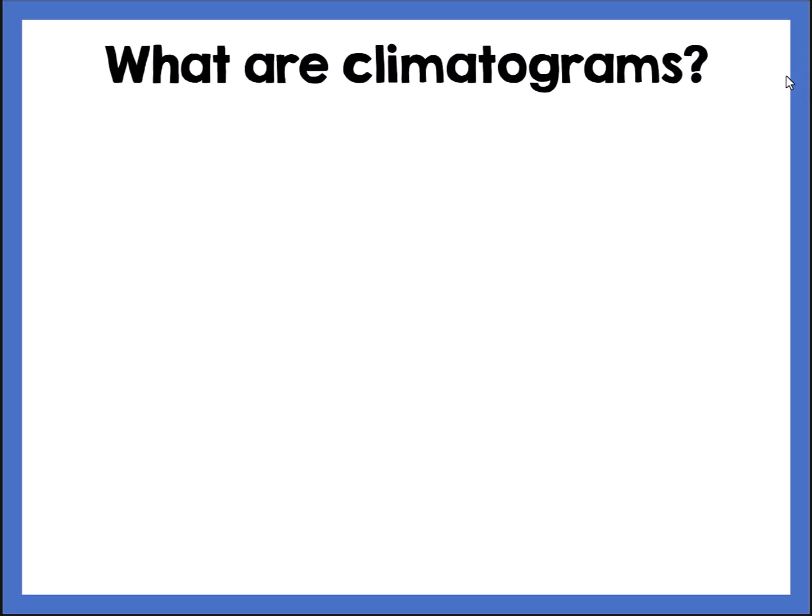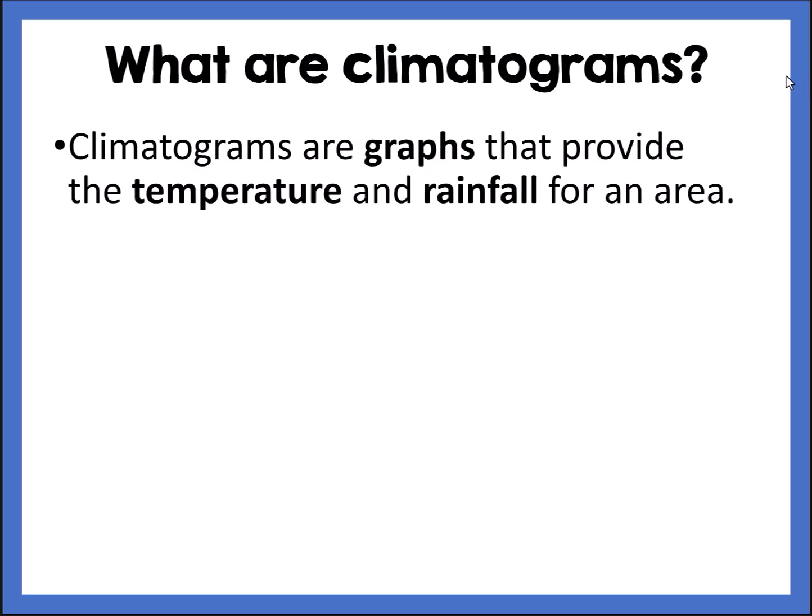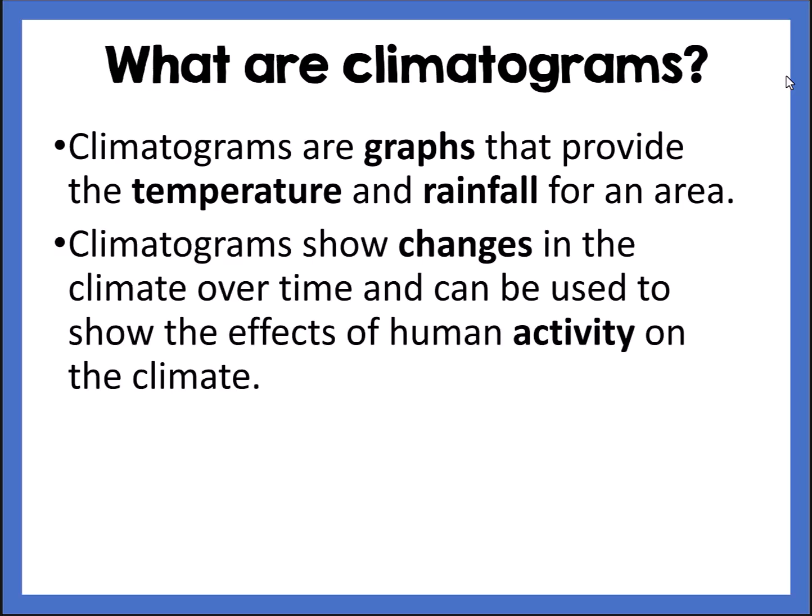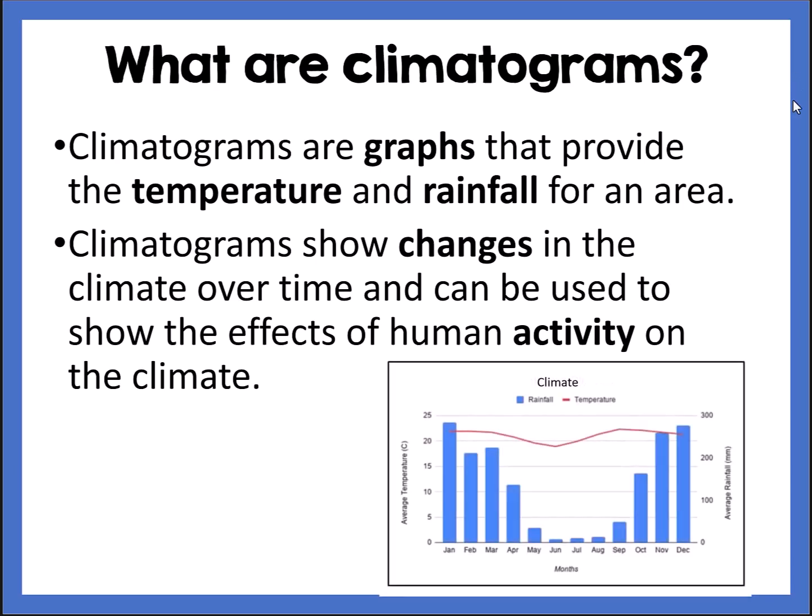What are climatograms? So a climatogram is a graph that provides the temperature and rainfall for an area. So it's a brief graphic that gives you an overview of the climate for a particular region. Climatograms show changes in climate over time and can be used to show the effects of human activity on the climate.